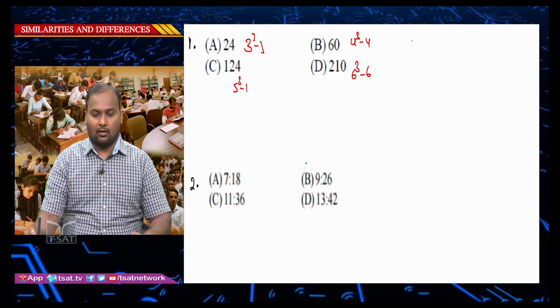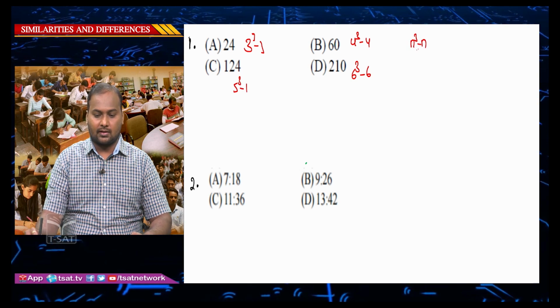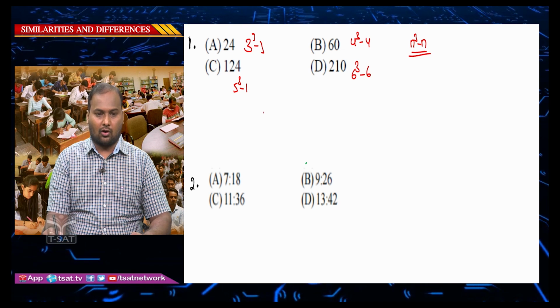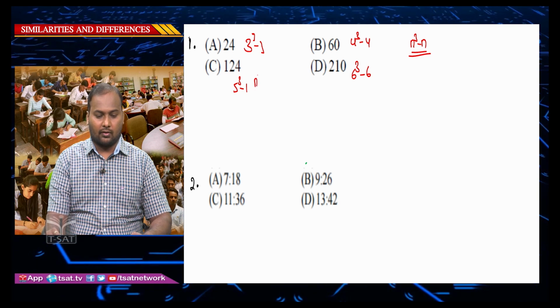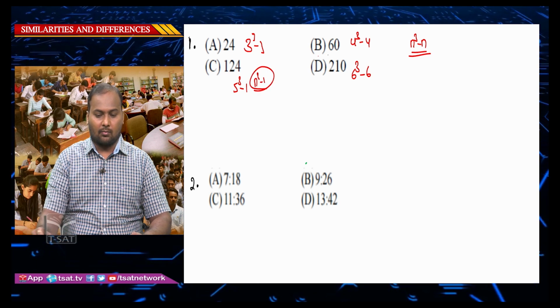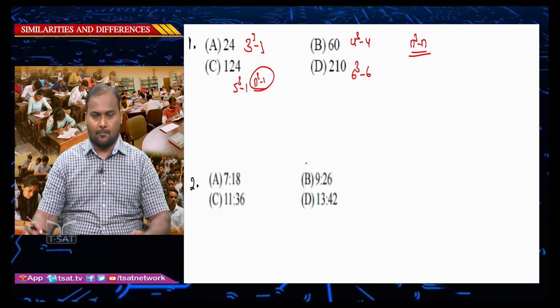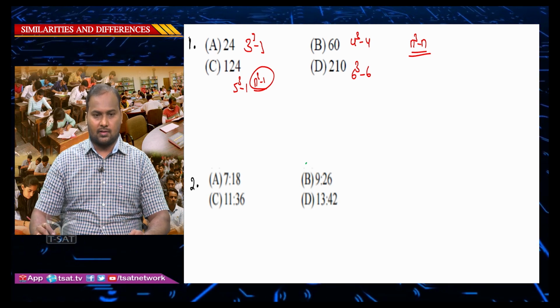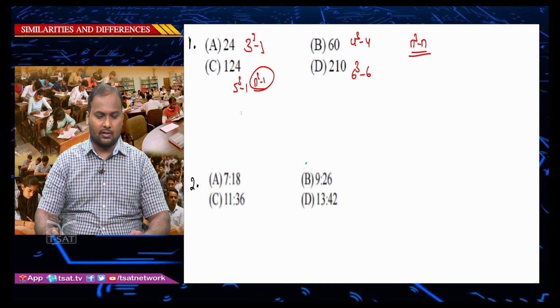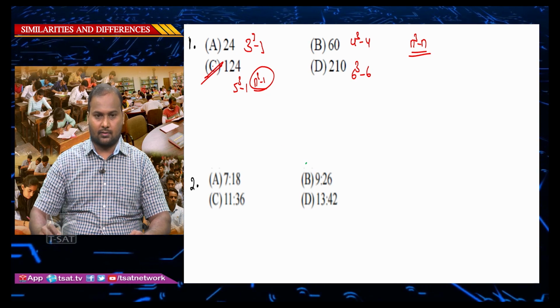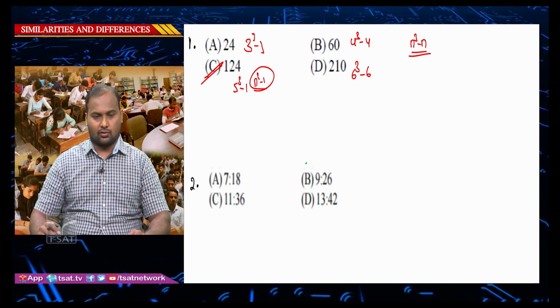So the remaining all are in the format n cube minus n, whereas if you come to option C, it is not the format of n cube minus n. So the remaining 3 are similar based upon the pattern of n cube minus n. So the answer is option C. Now come to the next question.